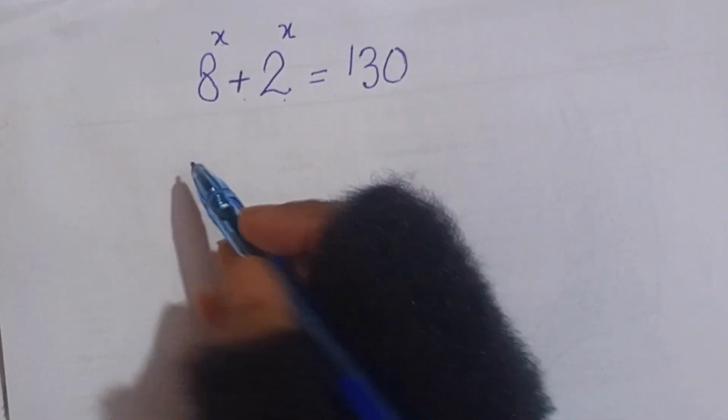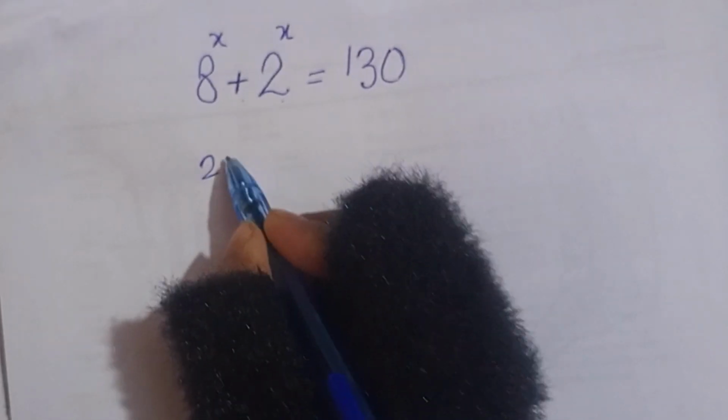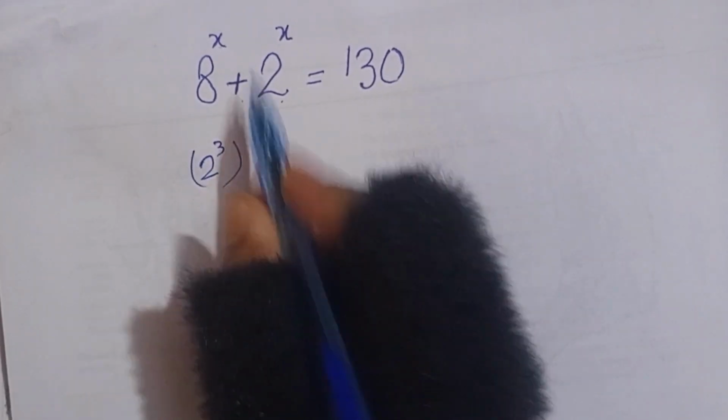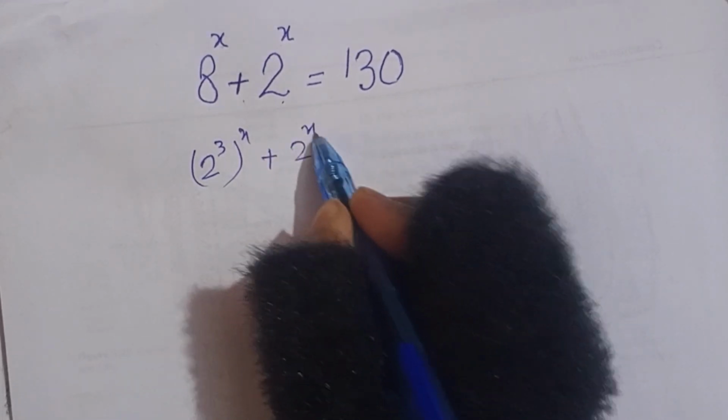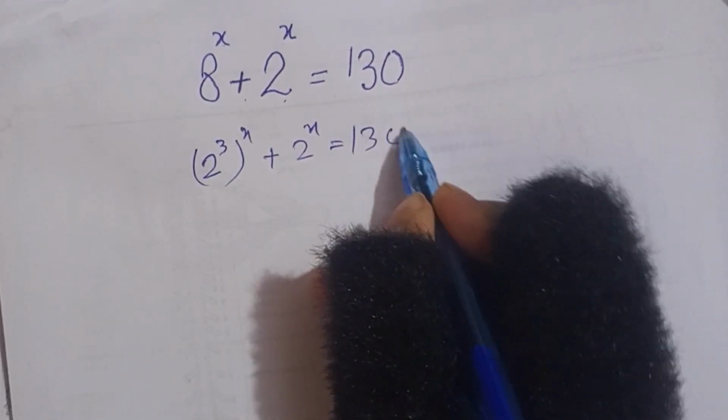We can write this as 2 raised to the power 3, and its again power is x. We copy the remaining term. This is 2 raised to the power x, it's equal to 130.